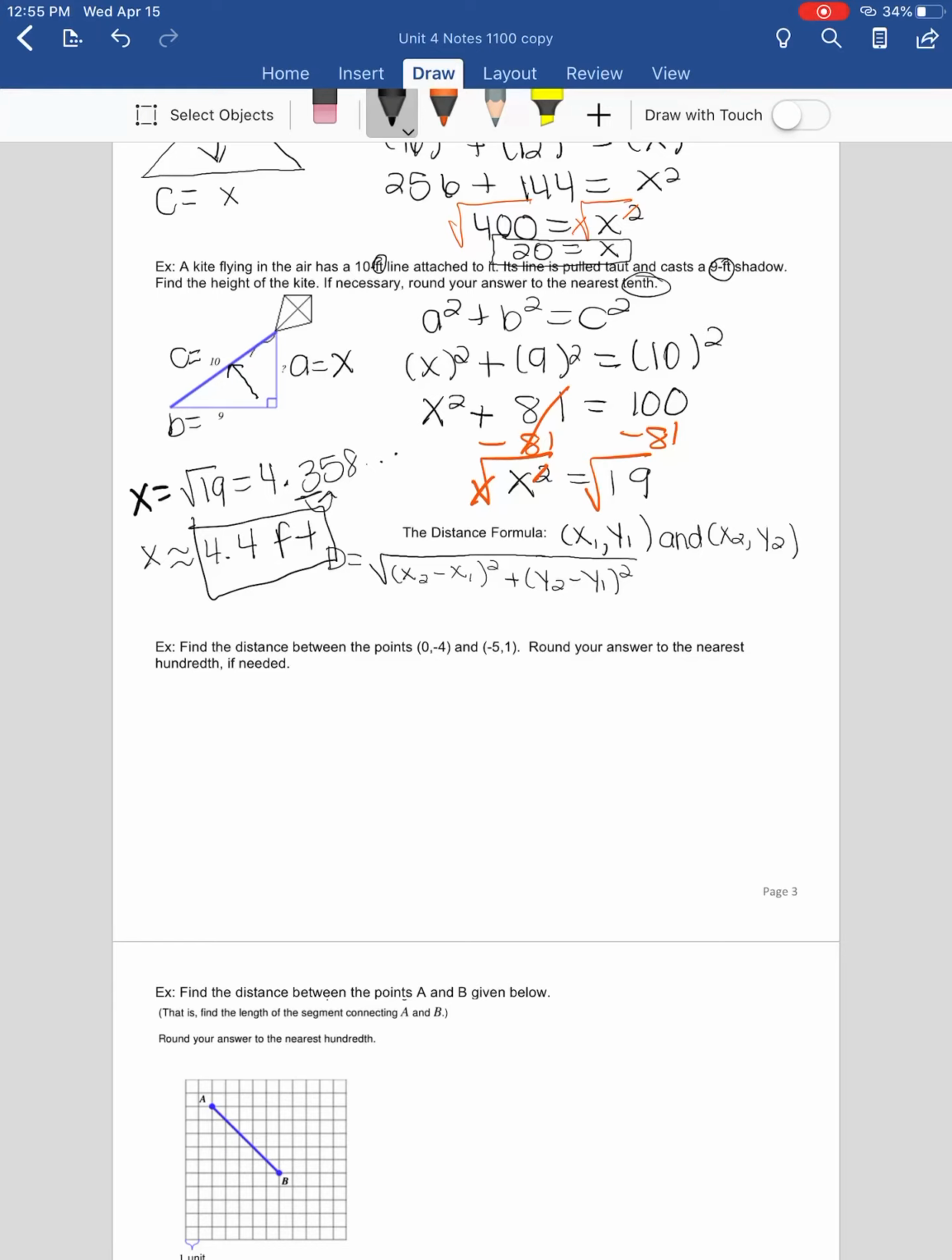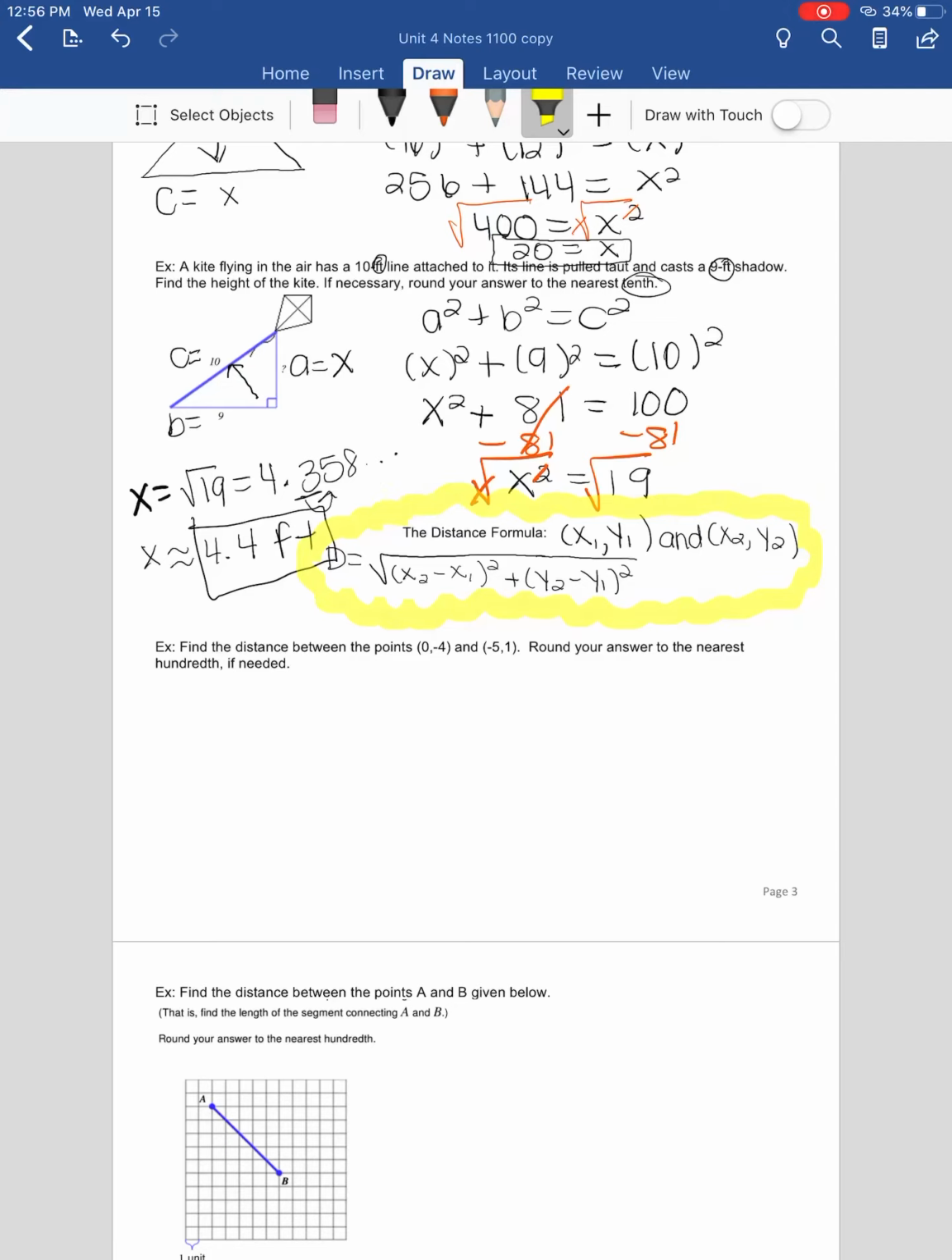So you have to put your units because they do give us our units there. All right, so that is our first formula that we dealt with, the Pythagorean theorem. Next, we have what's called the distance formula. This is another super important formula that we're going to use, so I would suggest putting it on your note card.